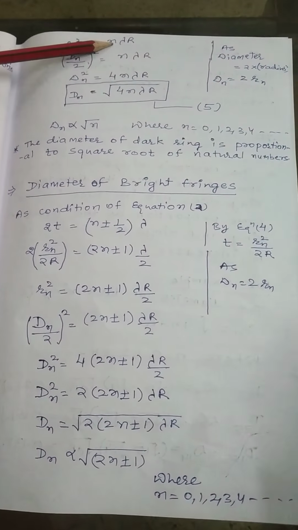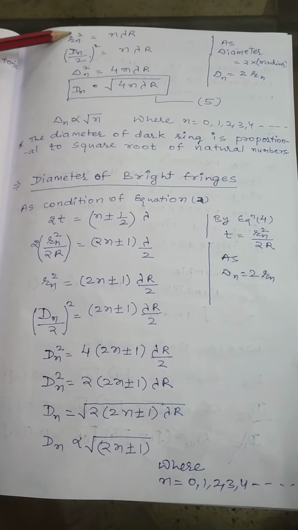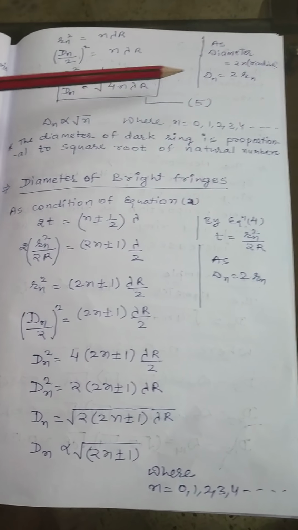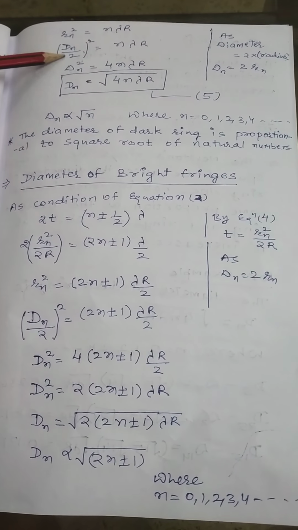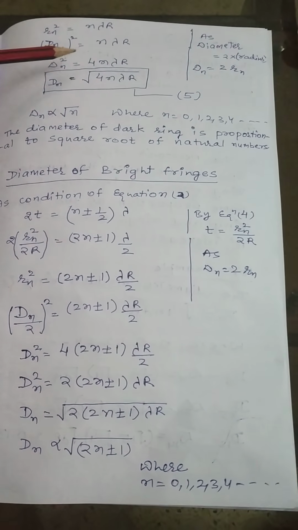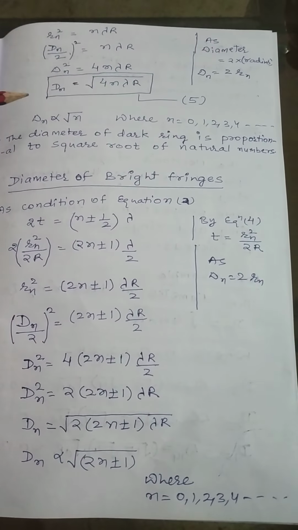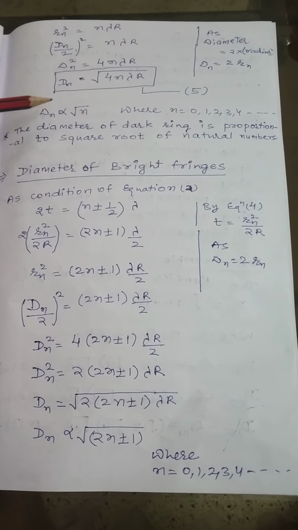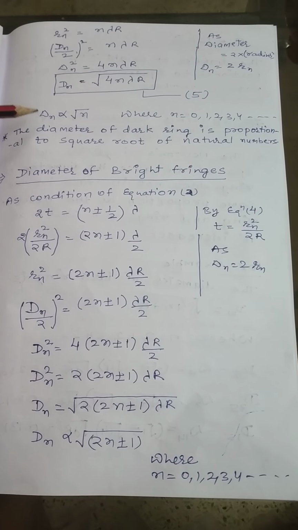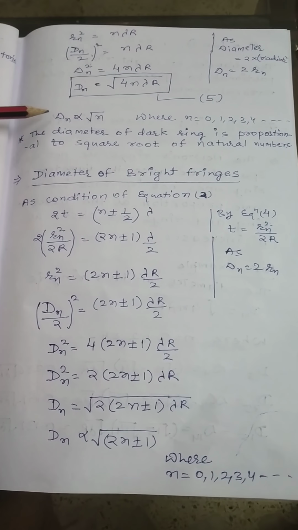rn square is equal to n lambda R. Here rn is the radius, so if we determine the diameter, then diameter is double the radius, meaning radius is equal to diameter by 2, whole square, equal to n lambda R, and dn square is equal to 4n lambda R. So the value of dn is equal to this, or we can say that dn is directly proportional to the square root of n. This is important from the point of view of exams.